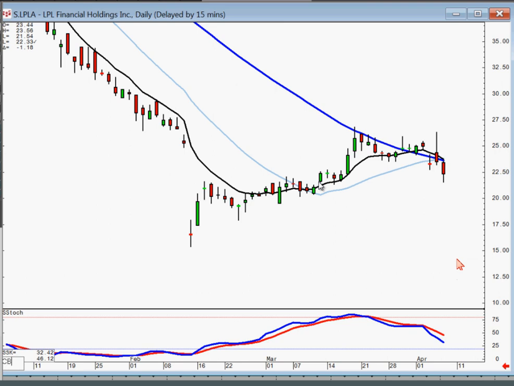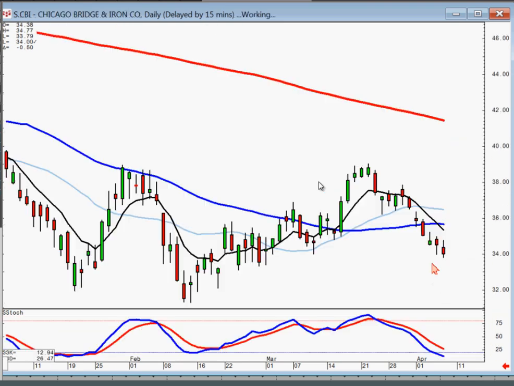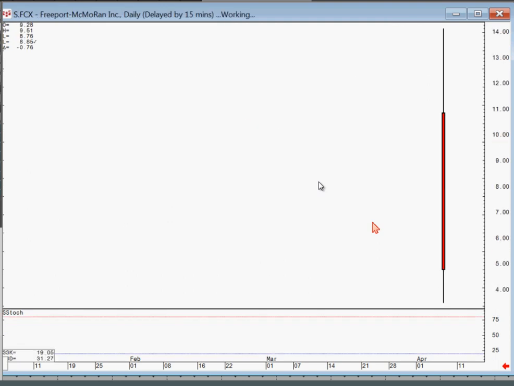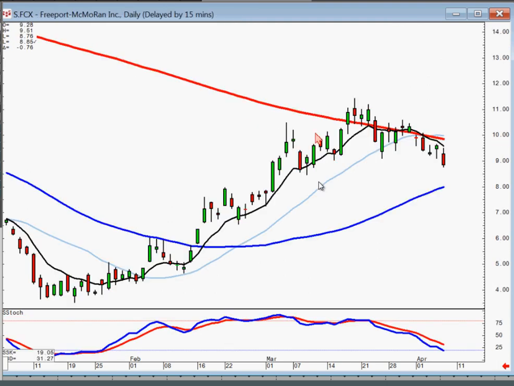Let's see. We showed CBI. No, maybe we didn't. But notice the doji, bearish doji sandwich. They're still taking it down. What is it? Oh, Freeport, Macman, kind of dumpling top. They're still taking this down. Oh, William, let's do that tomorrow.